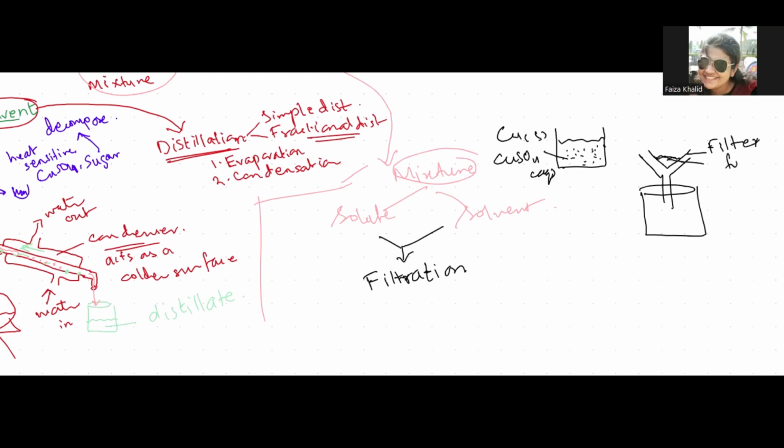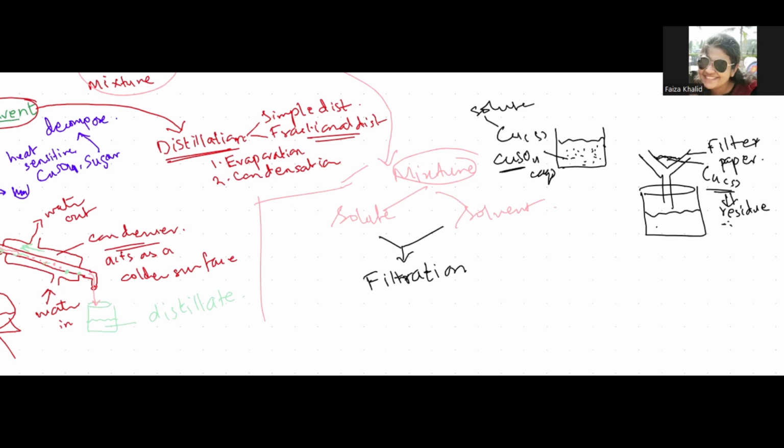So you should know that on top of the filter paper, you're going to get copper in the solid state. What would you call this copper in solid state right now? Residue. Excellent. Residue is anything that is left behind. And then over here would be the solvent. This is the solute that you have separated already, right? And how are you going to separate the solvent? You're going to separate the solvent also by filtration.